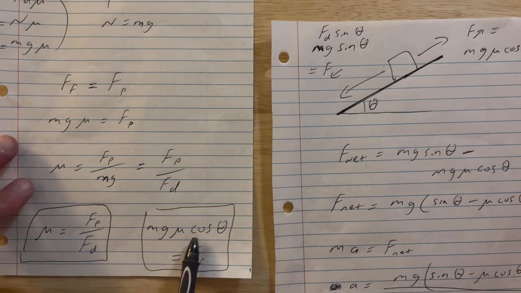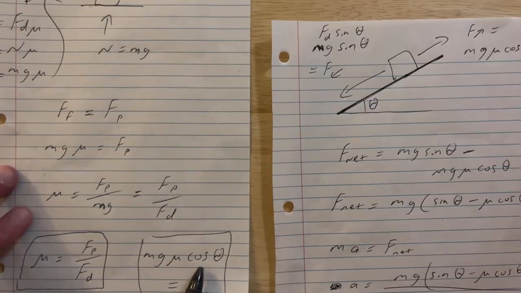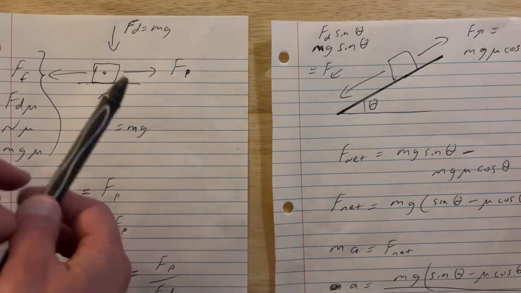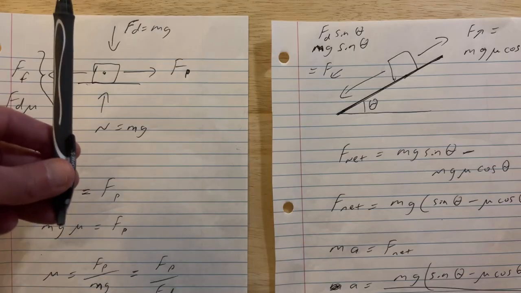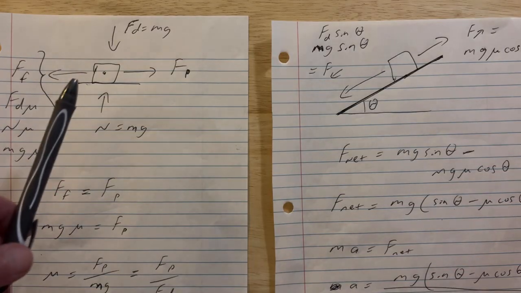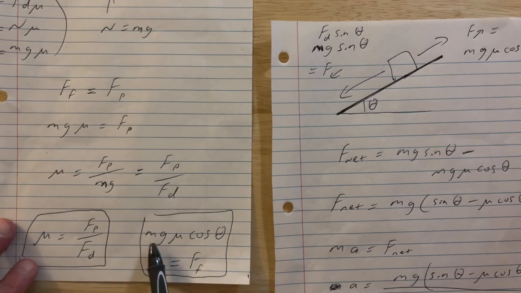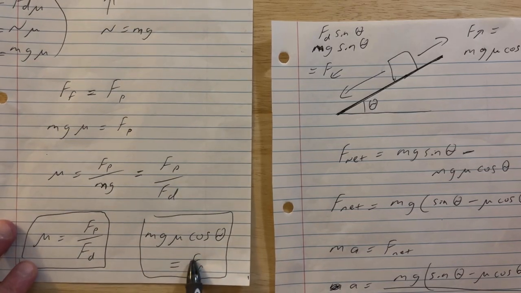Now imagine instead of cosine of 0, we have cosine of 90 degrees. So instead of this being a flat, horizontal surface, imagine it being vertical. So that would be 90 degrees. Cosine of 90 degrees is 0. Thus, there will be no friction as this block slides down with a wall next to it. The block may not even touch the wall. So a little bit of a jump in logic, but mg mu cos theta equals your frictional force.